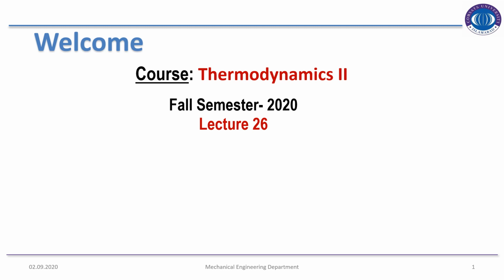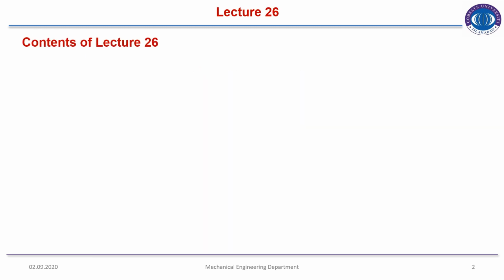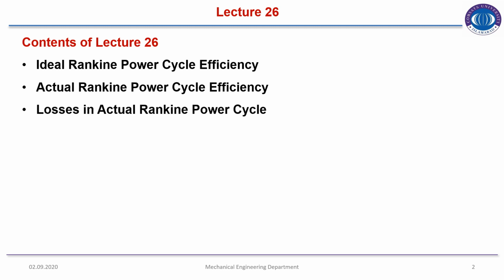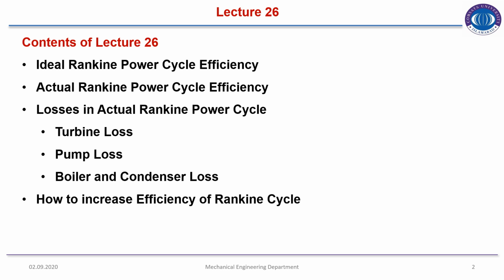I welcome you all to the 26th lecture of Thermodynamics 2. Lecture 26. The contents of lecture 26 are ideal Rankine power cycle efficiency, actual Rankine power cycle efficiency, and losses that are involved in actual Rankine power cycles. So these are three types: turbine loss, pump loss, boiler and condenser loss.